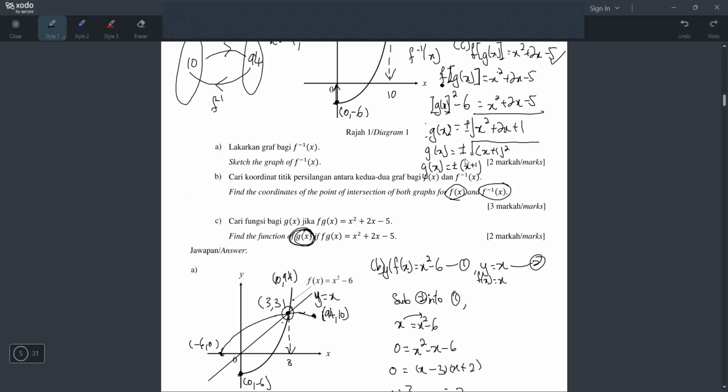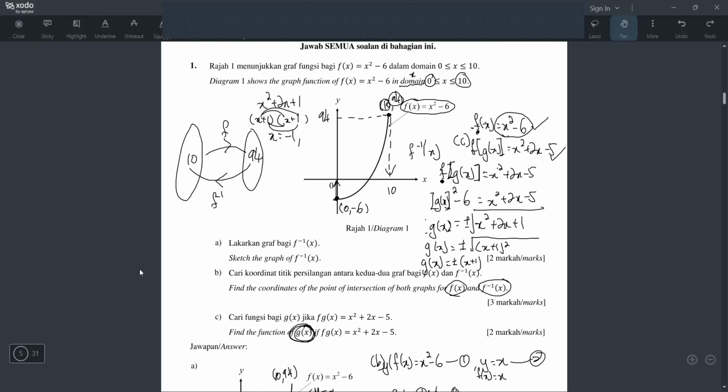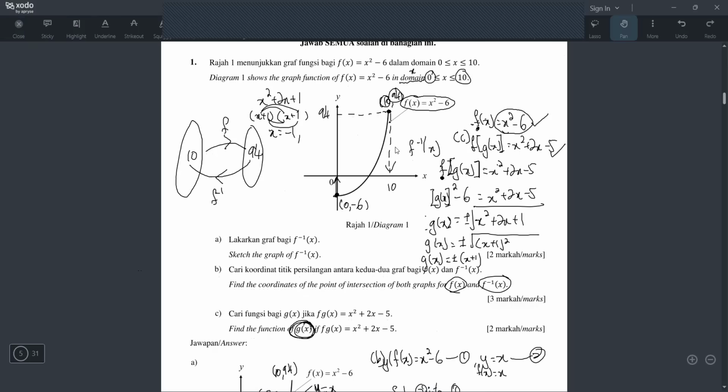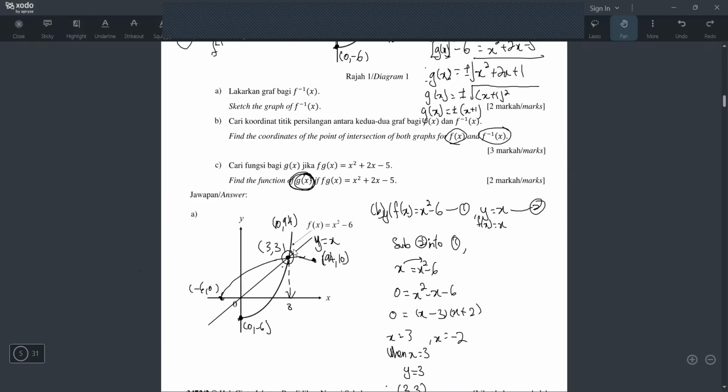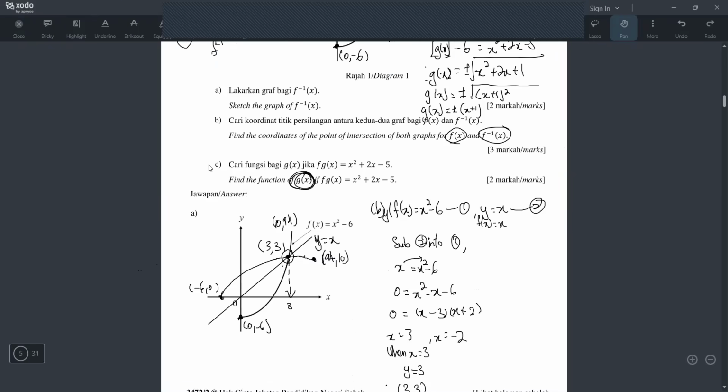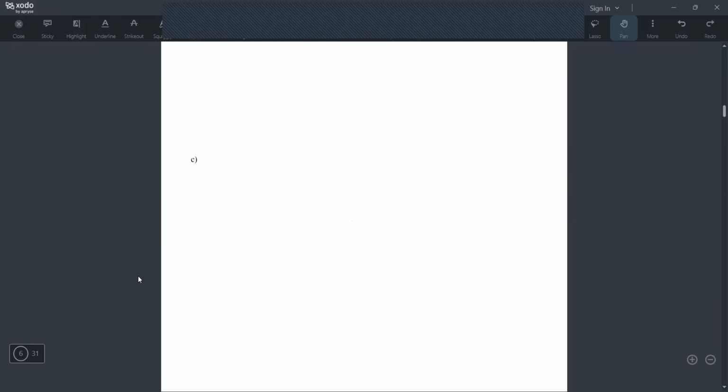So that will be the final answer, right? It means that gx can be x plus 1. It can also be negative x minus 1. Because when the negative goes inside, you will get like this, right? So I think it's better to just write like this, okay? So this is how you do the number 1 question. Okay, I think I never leave out anything, right? So, yep. Okay, I think it's good.